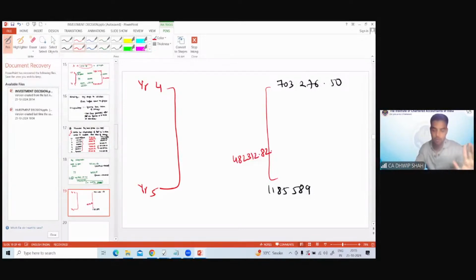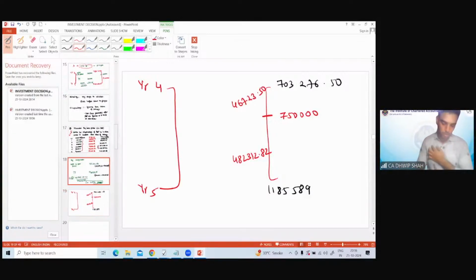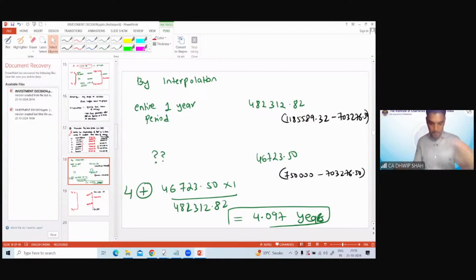Correct? I'm able to recover 482,000, but I just want to reach 750,000 because my initial investment amount is 750,000. So I just have to recover 46,723.5. Now you understood how that amount came here in this slide.